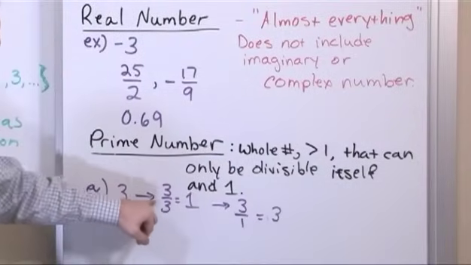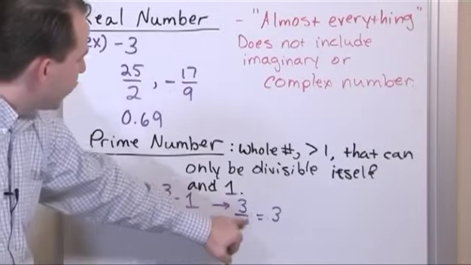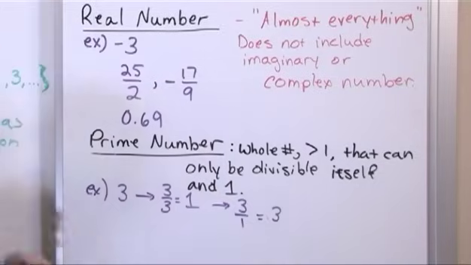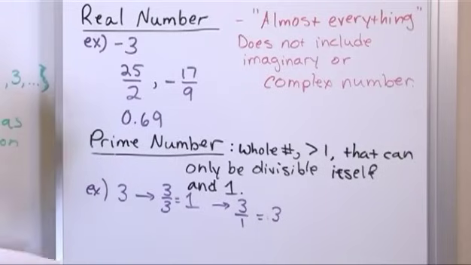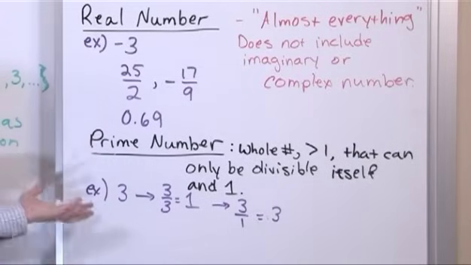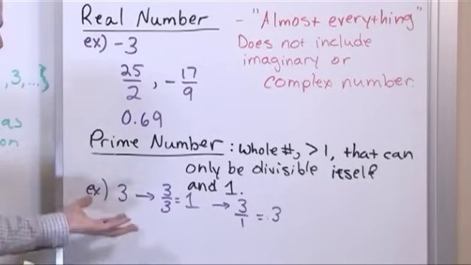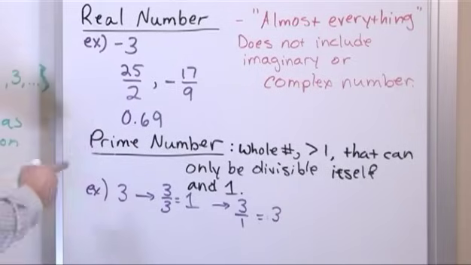So it's a whole number that can only be divisible by itself and 1. So here you're dividing by itself, here you're dividing by the number 1, and you get a nice even number both times. But if you try to divide this number by anything else, you're not going to have a nice division. 3 divided by 2, 3 divided by 5, 3 divided by 10. You're not going to find another number that's going to divide evenly into it. So 3 is prime.